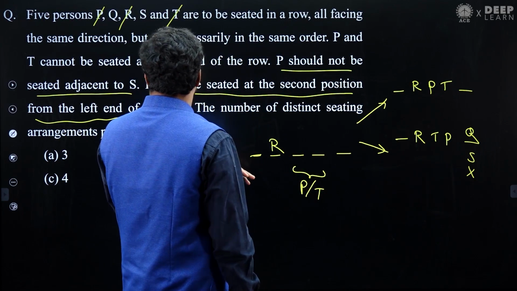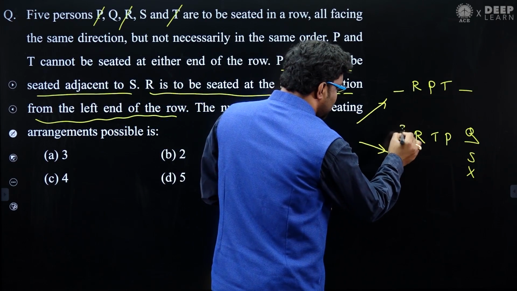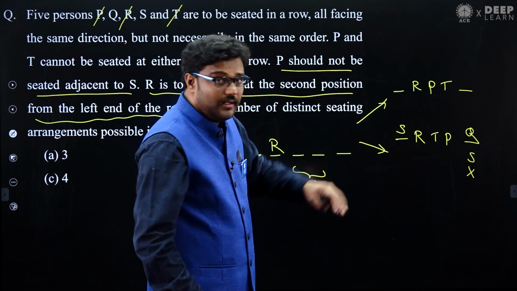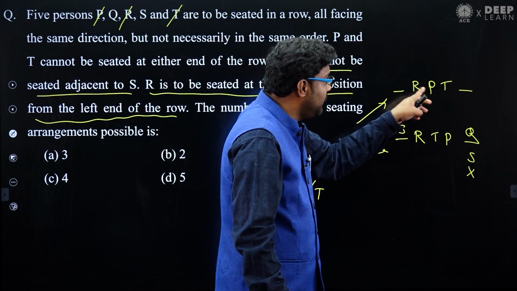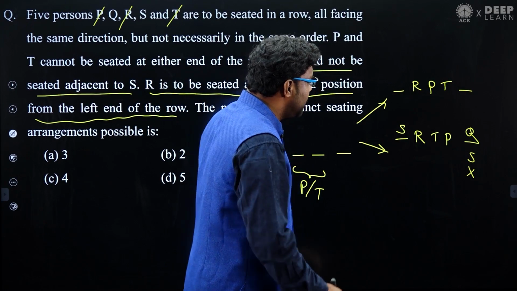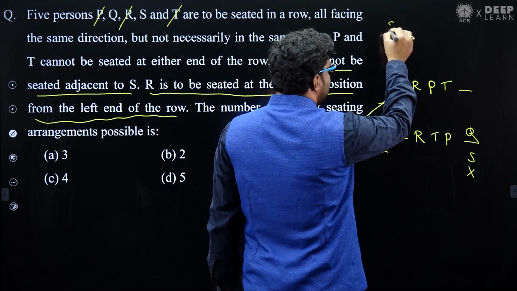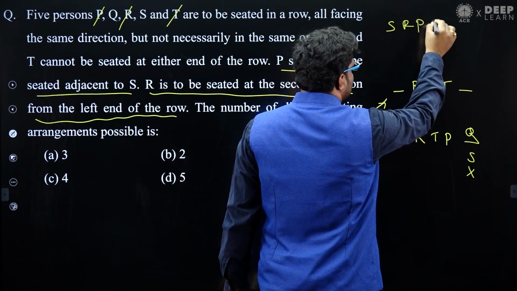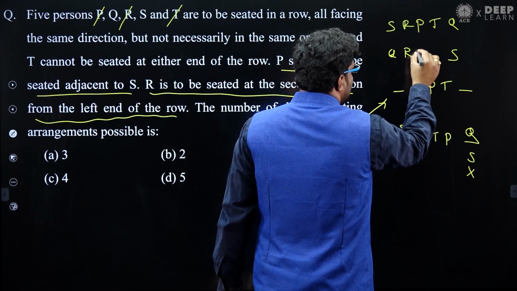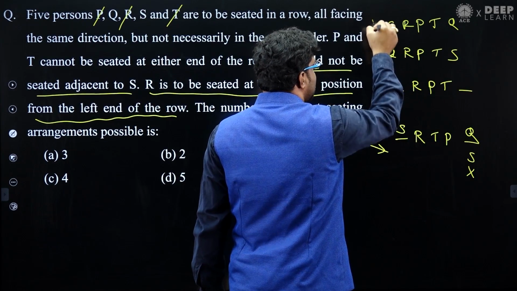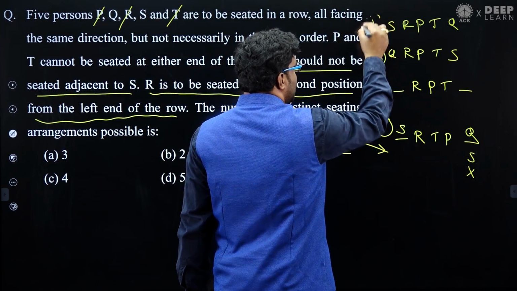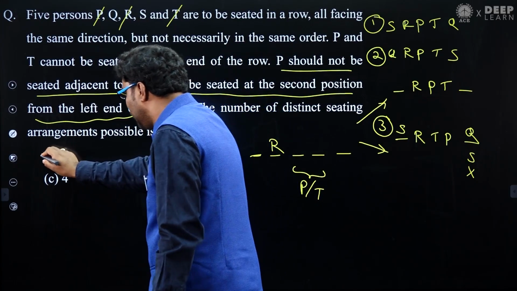As Q is already done, now we can place S here. That's one arrangement. P is already in this, S is not adjacent. So S may be here, S may be here. First S here, next S here. So what is this? Total 3 arrangements, my dear friends. So first one, second one and third. 3 possibilities altogether. Answer is 3, not 4, 3 only.